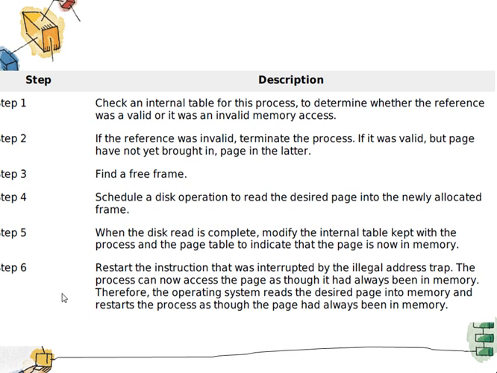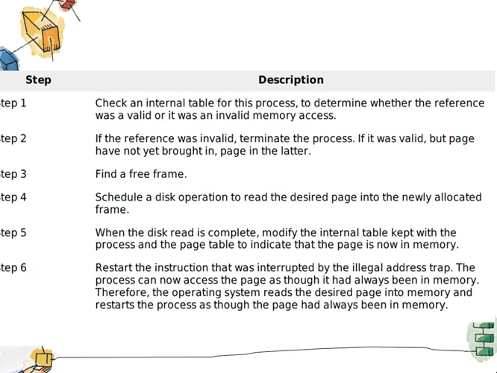Now here is a stepwise description of demand paging. Step 1 is to check an internal table for this process to determine whether the reference was a valid or an invalid memory access. I hope you have understood what we mean by valid and invalid memory access. A valid memory access is a reference to a page that is loaded in the main memory. An invalid memory access is a reference to those pages which are not in the main memory but are on the backing store.